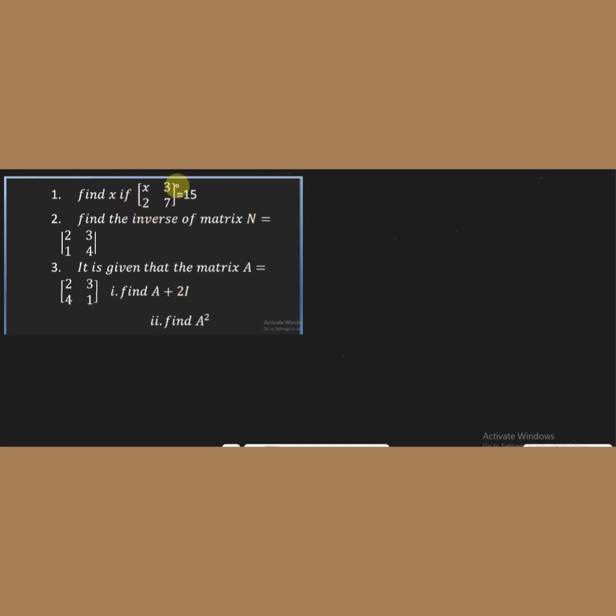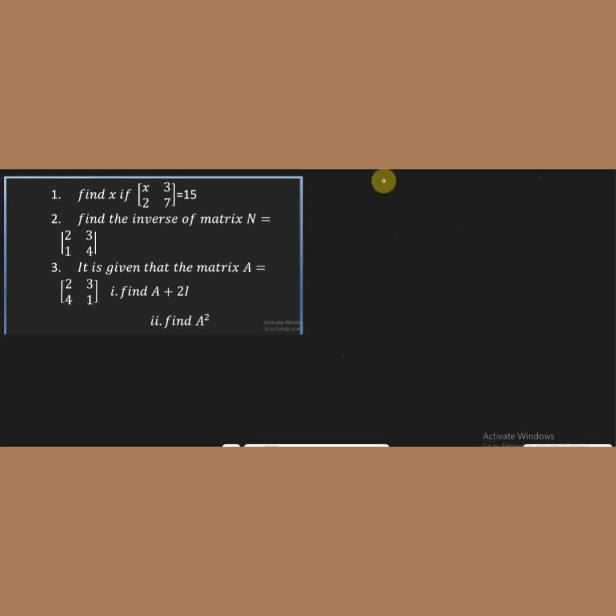Now it is called 2 by 2 because the vertical and the horizontal numbers are just 2 and 2. That is why it is called a 2 by 2 matrix. Now the first one says find x if the determinant of this matrix is equal to 15. That is what it is.